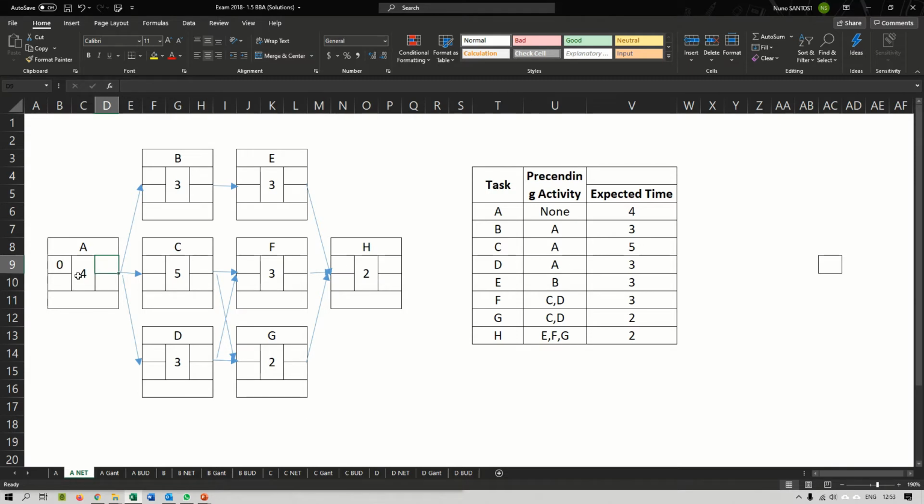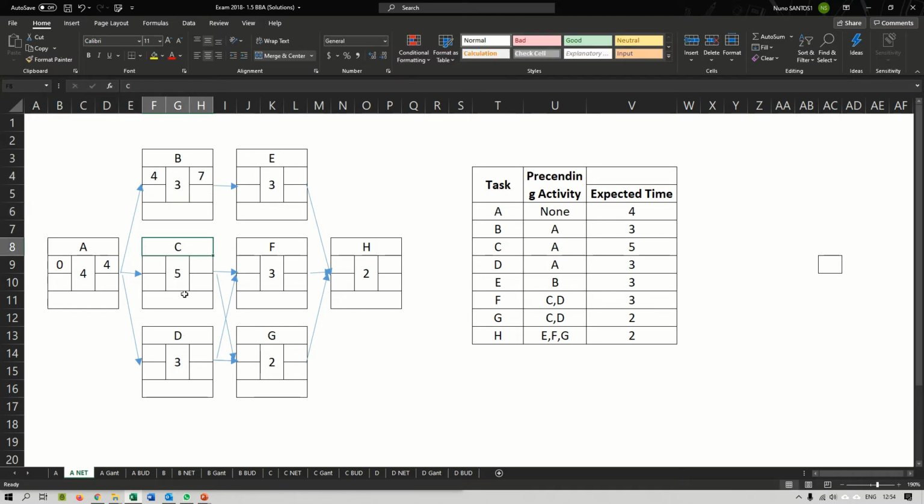Well, 0 plus 4, so therefore would be a 4. So now what I do is, task A finishes on day 4, and that means that I can now start task B on day 4 as well. And once again, what is the earliest day that I can finish task B? 4 plus 3, this would be a 7.